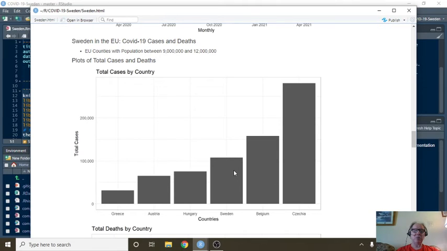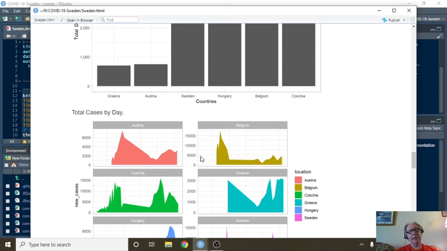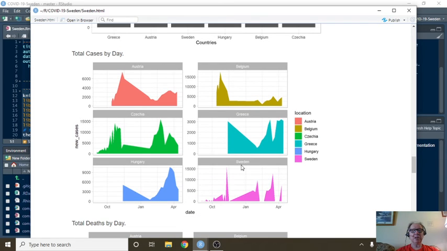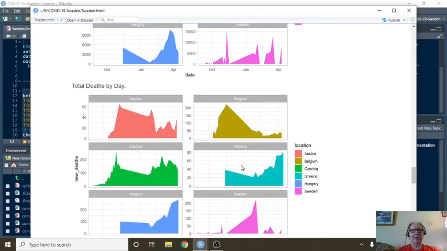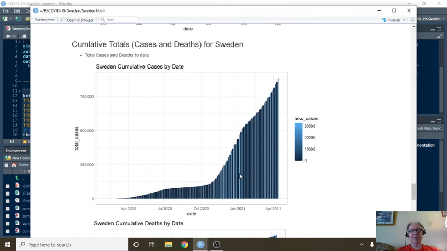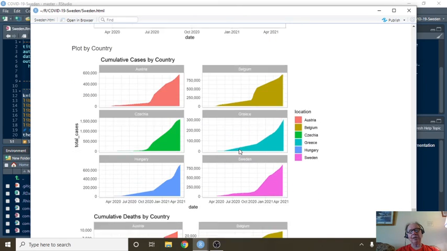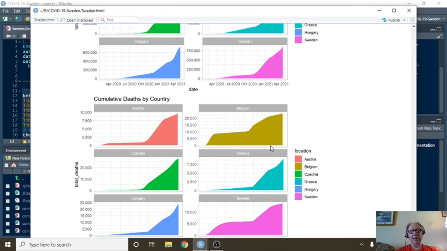Now, you can see in the EU countries with a population between 9 and 12 million, Sweden ranks third with over 100,000 cases. Sweden ranks fourth for deaths, just behind Hungary, at about, say, I don't know, 2,500 deaths. These are the daily cases by country, and these are the daily deaths by country. These are cumulative totals and cumulative total deaths, cumulative total cases by country, cumulative total deaths by country.